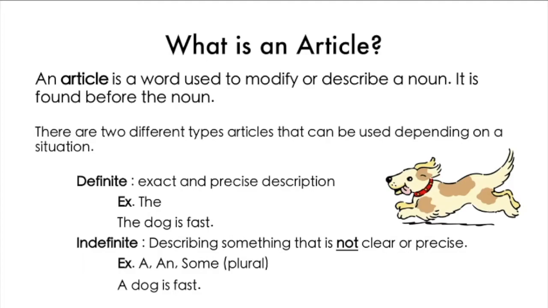In our last video, we looked at definite articles, and this video we're going to be focusing on indefinite articles. So these describe something that is not clear or precise. And three examples of indefinite articles that we use in English are a, an, and some.